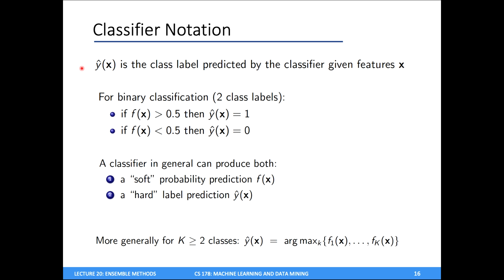Next up, we're going to use y with a hat on top of it to denote the class label predicted by a classifier given features x. So in the previous slide, we used f to denote the predicted probabilities. Now we use y hat to denote the predicted labels.